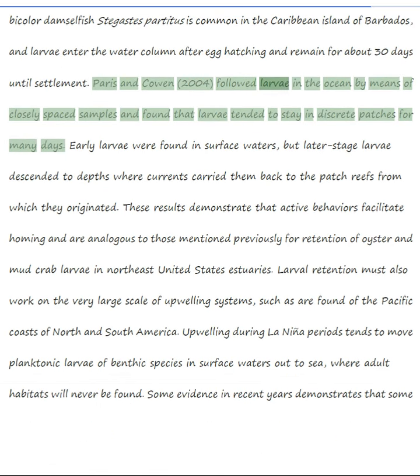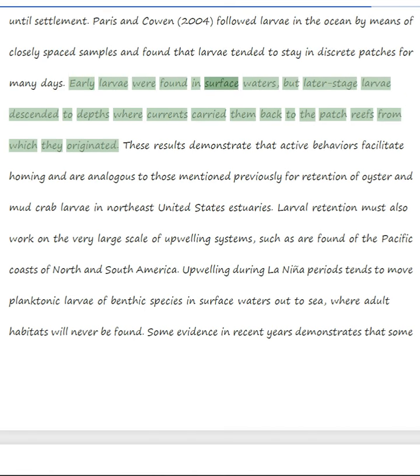Paris and Cowen followed larvae in the ocean by means of closely spaced samples and found that larvae tended to stay in discrete patches for many days. Early larvae were found in surface waters, but later stage larvae descended to depths where currents carried them back to the patch reefs from which they originated.